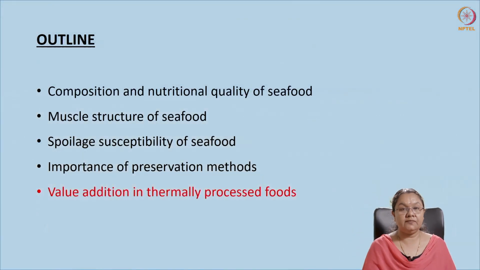And in the last classes, we have seen about composition and nutritional quality of seafoods. We have also seen the muscle structure in fish and the spoilages that are common to seafoods and what are the different preservation techniques in brief that can be adopted to increase the shelf life and retain the nutritional quality and thereby prevent the spoilage.